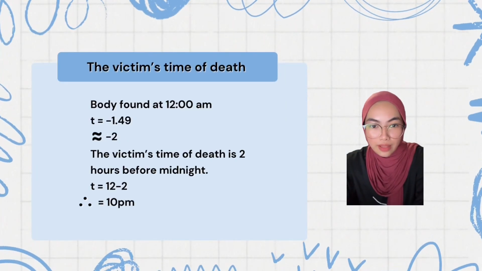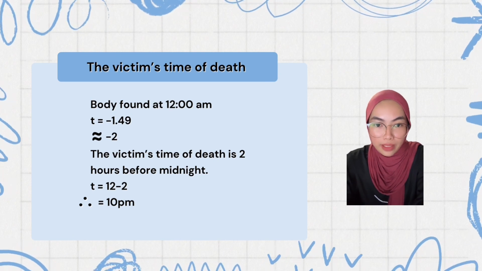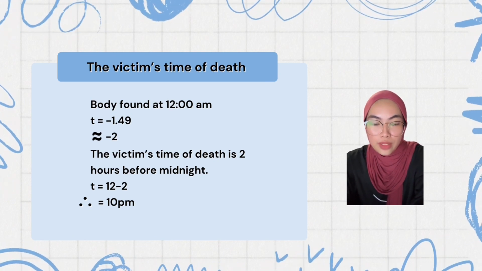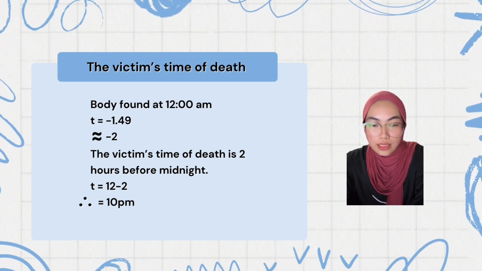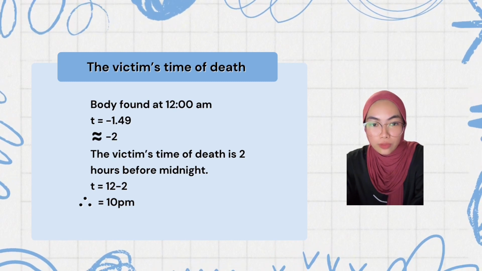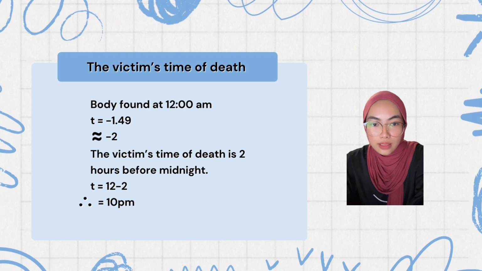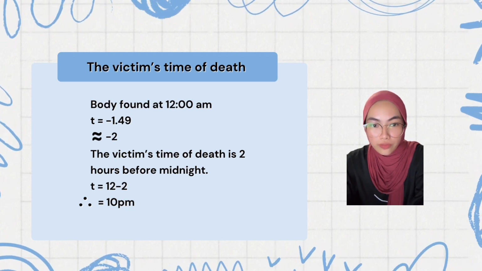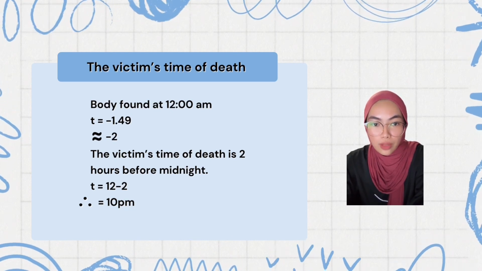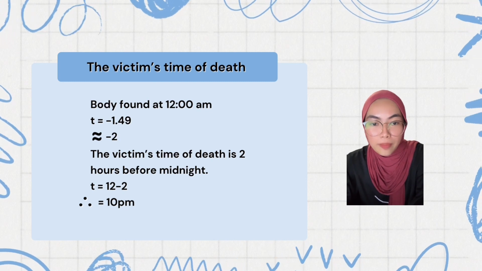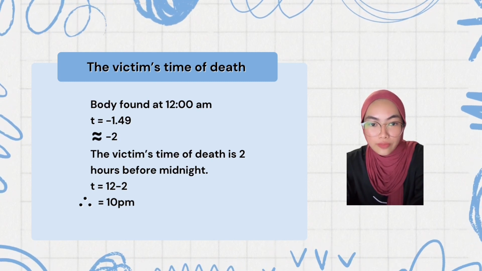For the victim's time of death, we have to remember that the body was found at midnight, which means it was found at 12 AM. So the value of time is negative 1.49, and we assume it to be approximately negative 2 hours. It means that the victim's time of death was 2 hours before it was found. So 12 AM minus 2 hours, and we get 10 PM. 10 PM is the time of death for the victim.